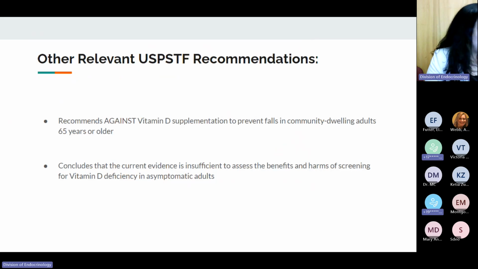Other relevant recommendations related to vitamin D: they recommend against giving vitamin D supplementation to prevent falls in community dwelling adults. So vitamin D level does not associate with increased risk of falls. They conclude that we don't have enough evidence to assess the benefits and harms of screening for vitamin D in asymptomatic adults. So the test for vitamin D in Quest Lab is about $250 per episode.